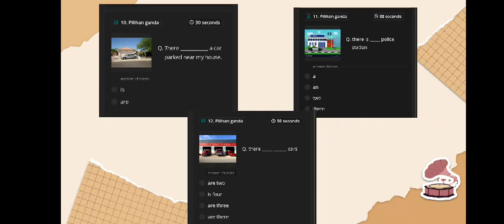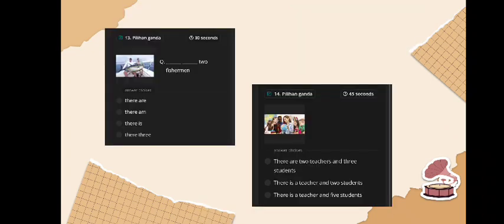And the question number 1 is, there's dots a car parked near my house. Number 2, there is dots police station. Number 3, there dots car. And number 4, dots 2 fishermen. And the last, complete the answer according to the picture shown.